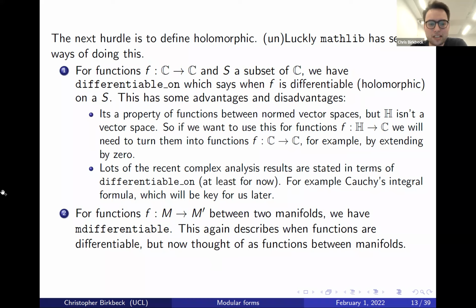The first one is DifferentiableOn, which tells you when a function between normed vector spaces is differentiable on some subset of its domain. And remember, holomorphic just means that for every point in this domain, there's a little neighborhood where you have a derivative. And this is great because a lot of the recent results of complex analysis that have been added to the math library are stated in terms of DifferentiableOn. So if I want to use lots of this high-level complex analysis, which I'm going to end up needing for proving the holomorphicity of my Eisenstein series, this is a great definition to work with.